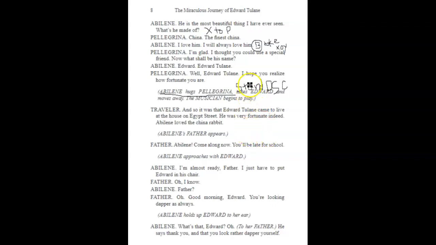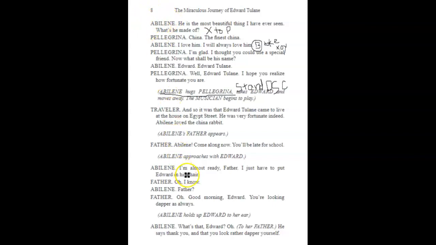So we would just go down the script, and every time we move, every time we do anything, we write it in the script, just right next to our line. If we do it before the line, you would write it before, instead of after the line.